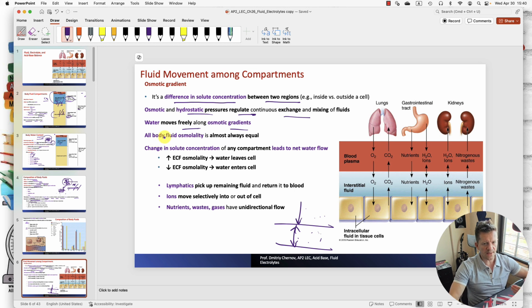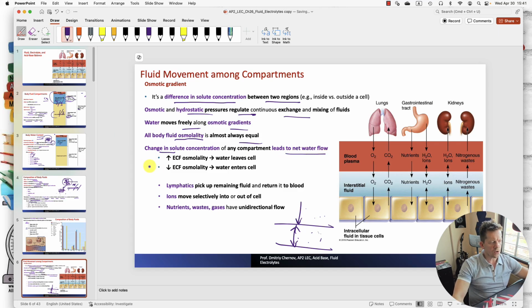But if we want to maintain health and equilibrium, all body fluid osmolarity, meaning the concentration of a solute within the solution, is almost always equal in order to avoid net movement of water. So you wouldn't pull more from one compartment to another, because if one compartment expands, another compartment can collapse. So a change in solute concentration of any compartment leads to net water flow, right?